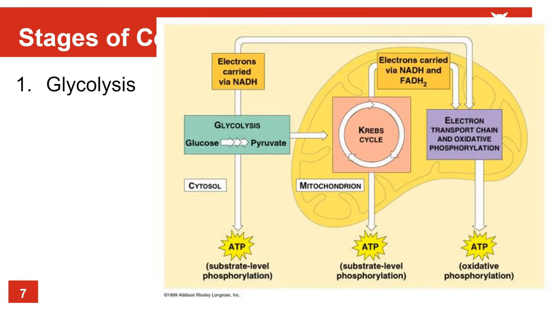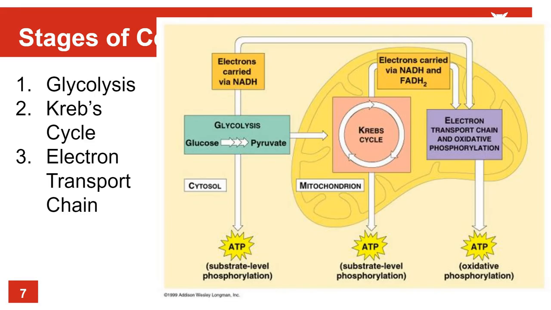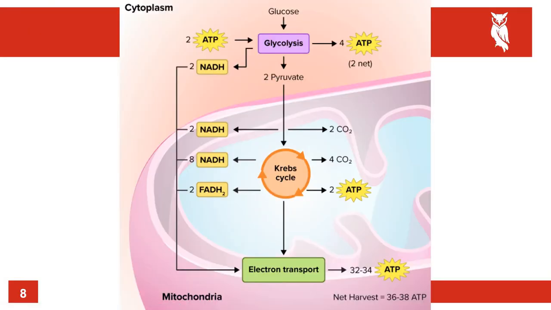Stage 1 is glycolysis. Stage 2 is the Krebs cycle. Stage 3 is the electron transport chain. So this is actually the picture from your CK12 book. Glycolysis takes place where? The cytoplasm. Where does the Krebs cycle take place? Mitochondria, specifically in the matrix of the mitochondria. Electron transport, where does that take place? In the inner membrane of the mitochondria.